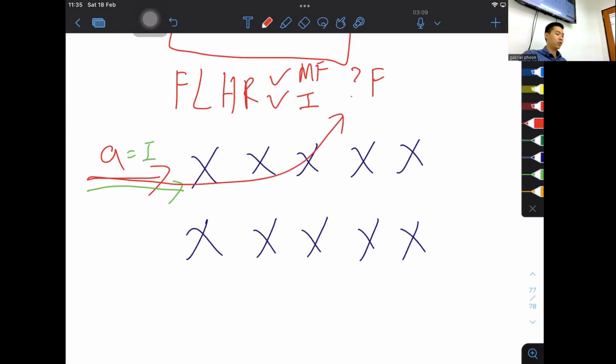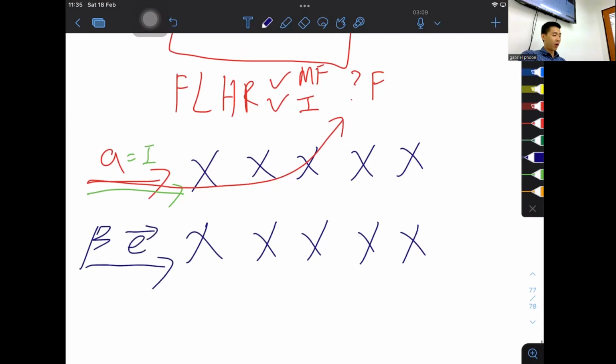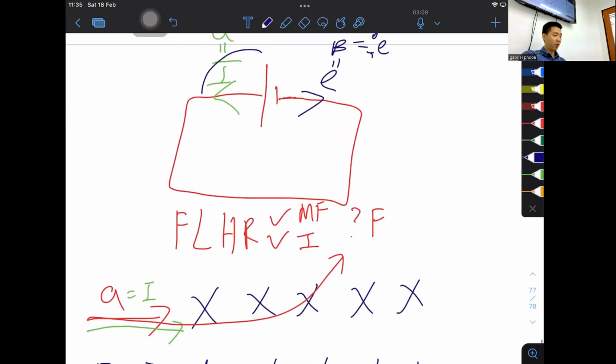Okay. Now, next, what about a beta particle? If today I say that the beta particle is shooting towards the right, what does this mean? Yes, it is in the opposite direction. Why? If beta particles are shooting in this direction, it means electrons are in this direction, so the current is in the opposite direction.